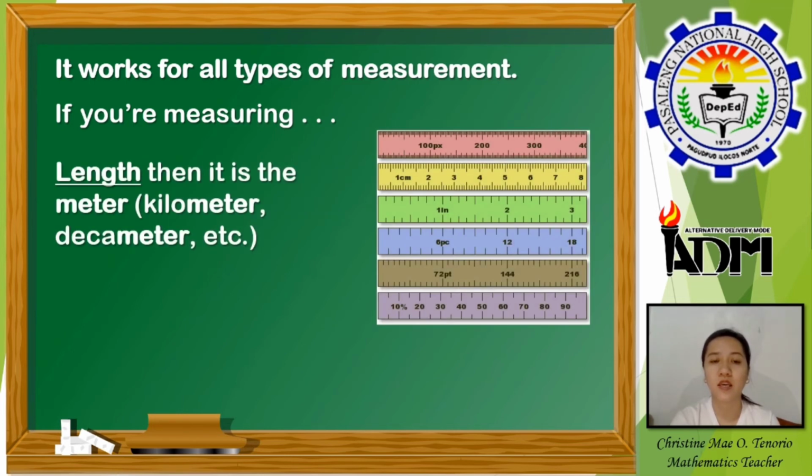And then next, length. So ang ating unit for length is meter. Ito yung basic unit natin. So gumagamit tayo ng ruler, meter stick, or etc. And then yan, kilometer, and then decameter. So pwede ring millimeter sa mga maliliit at maikling bagay.